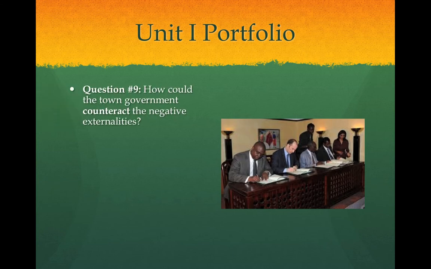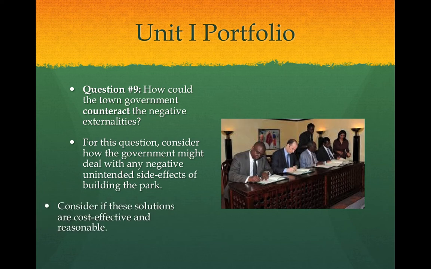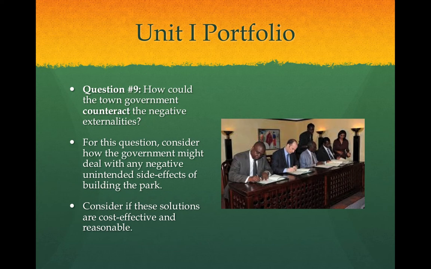Question number 9. How could the town government counteract the negative externalities? For this question, consider how the government might deal with any negative unintended side effects of building the park, and consider if these solutions are cost-effective and reasonable.